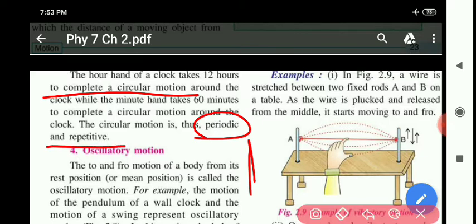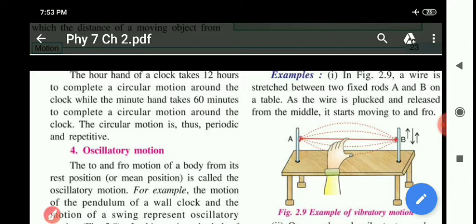Okay, so we have discussed circular motion, rotatory motion and translatory motion, and the next type of motion we will discuss in the next session. For the time being, just read the chapter carefully and clear your points.